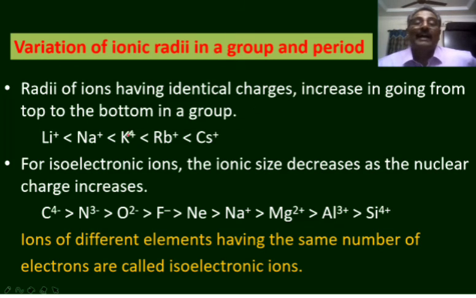Usually, the atoms present in a group form the same kind of ions. For example, lithium, sodium, potassium, rubidium and cesium have the same kind of outer electronic configuration, ns1. So all of these lose only one electron, so they form monopositive ions. All of these form monopositive ions like Li plus ion, Na plus ion, K plus ion, Rb plus ion, Cs plus ion. Monopositive ions are formed.